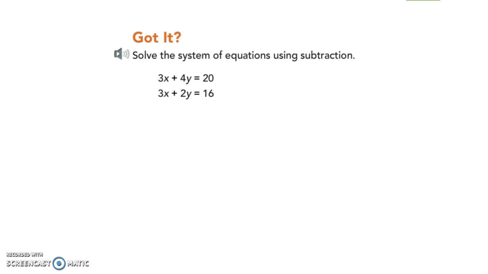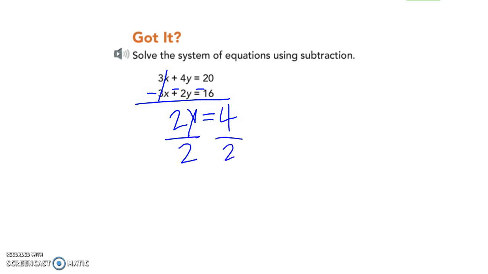Look at this system of equations. I see 3x and I see 3x, so I know that if I subtract the second equation, that's going to take care of the x's and make them go away because they're additive inverses. 3x minus 3x is 0. 4y minus 2y would give me 2y, and then 20 minus 16 is 4. So then I just divide by 2, and y equals 2.